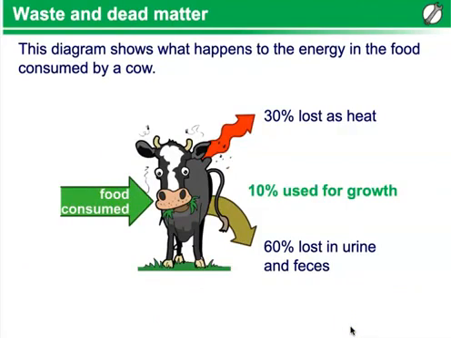Waste and dead matter. This diagram shows what happens to the energy in the food consumed by a cow. So the food comes in, 30% of that energy is lost as heat. 60% is lost in urine and feces. This leaves only 10% of the energy that is consumed being used for growth.